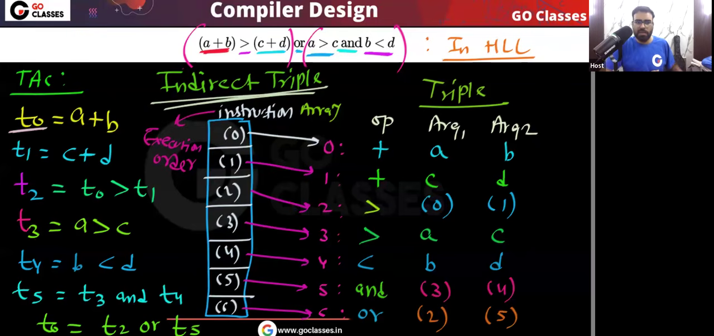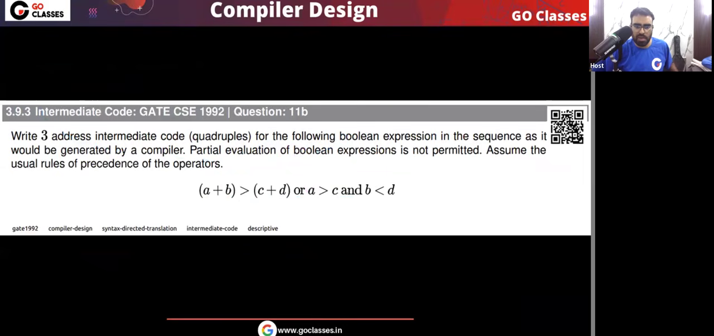Very simple. And remember, the benefit of indirect triples, what is that? If you need to rearrange the code, if you need to move around the instructions, then remember, you do not have to bother the triples. This triple will be unaffected. You just need to change the execution order, because we have separated the execution order from the triples. This is the benefit of indirect triples: rearranging the code, or moving around the instructions, becomes easier. So that's it. This is the complete analysis of this GATE 1992 question. I hope you understood.